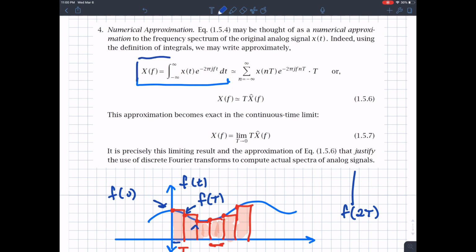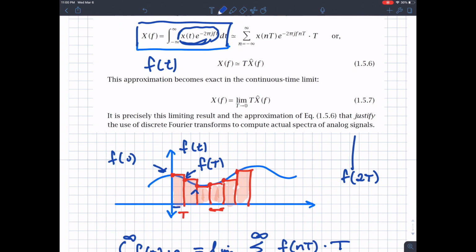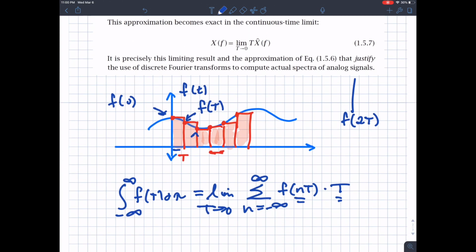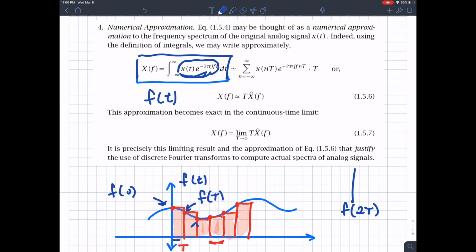The Fourier transform definition is here, and so this part that I'm circling plays the role of f of t. If I plug that in, just like I did here, I would get the sum over nT. I would get g sampled at every nT, which is what we have, multiplied by cap T. So that's a numerical approximation for the Fourier transform.